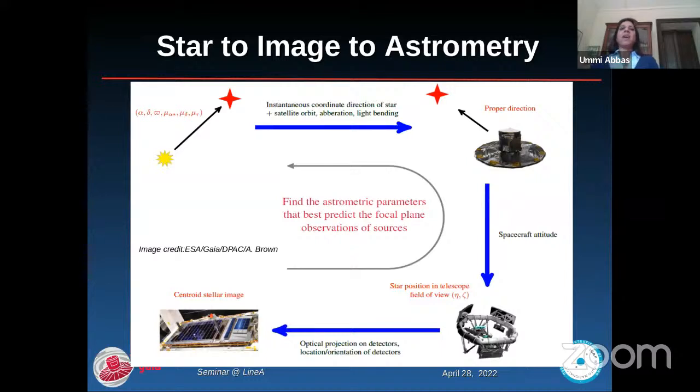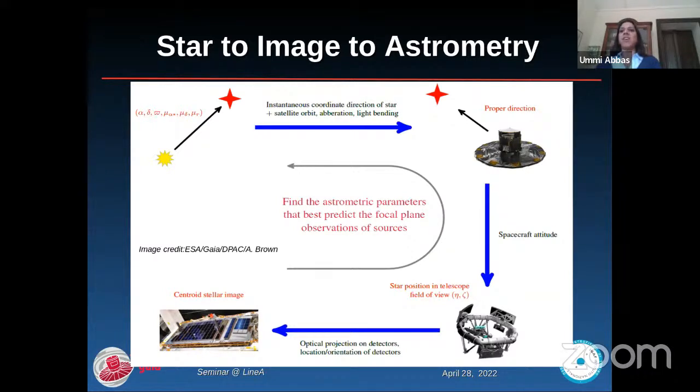So how does one actually move from a star to an image on the focal plane to the astrometry? If we look at the star in the sky, it has a certain position and a certain motion. We observe that, and from the satellite, we essentially obtain the proper direction. And we need to be careful to account for the satellite orbit, the aberration, and the light bending as well. So these are all different physical effects that one has to be careful with.